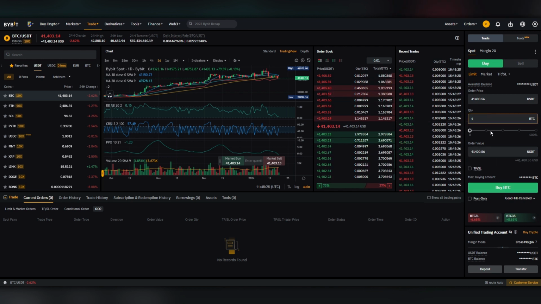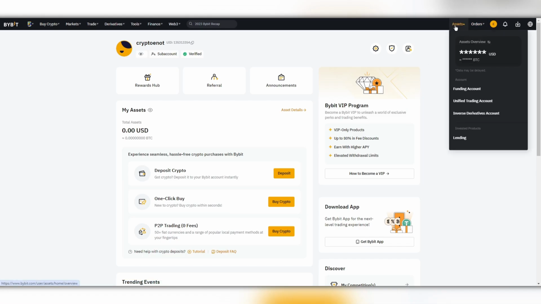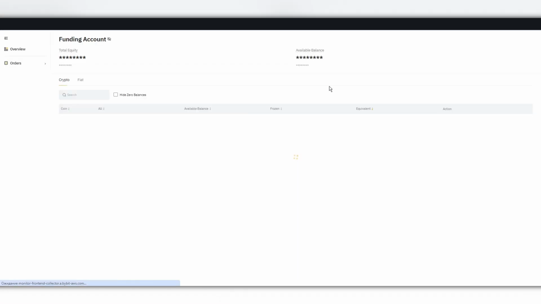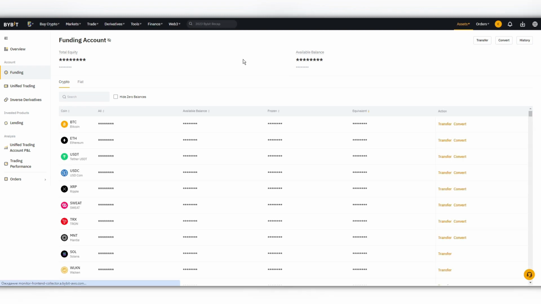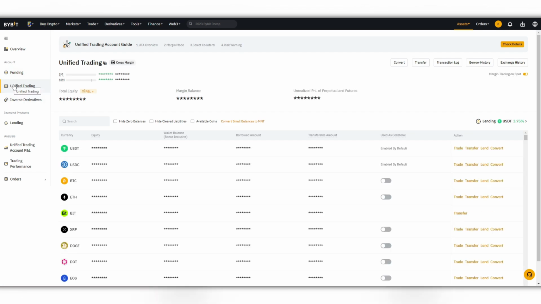Enter Bitcoin, buy Bitcoin there at the market limit. It doesn't matter. It should be displayed in your account. You can log into your account, and it will be displayed right here in our trading account. All our information will be displayed here.